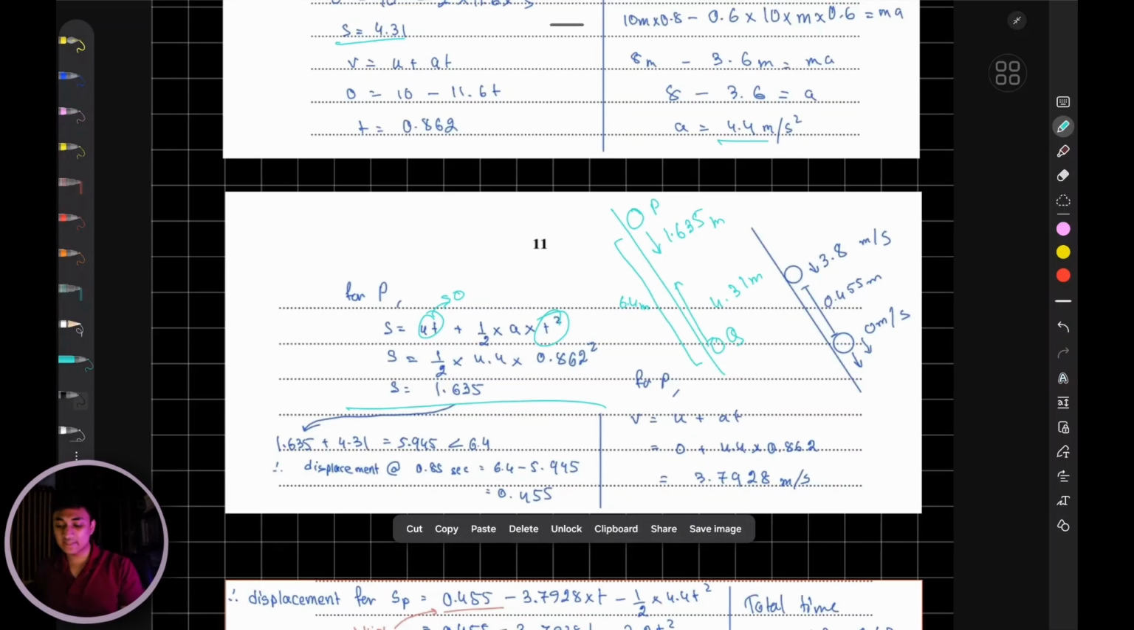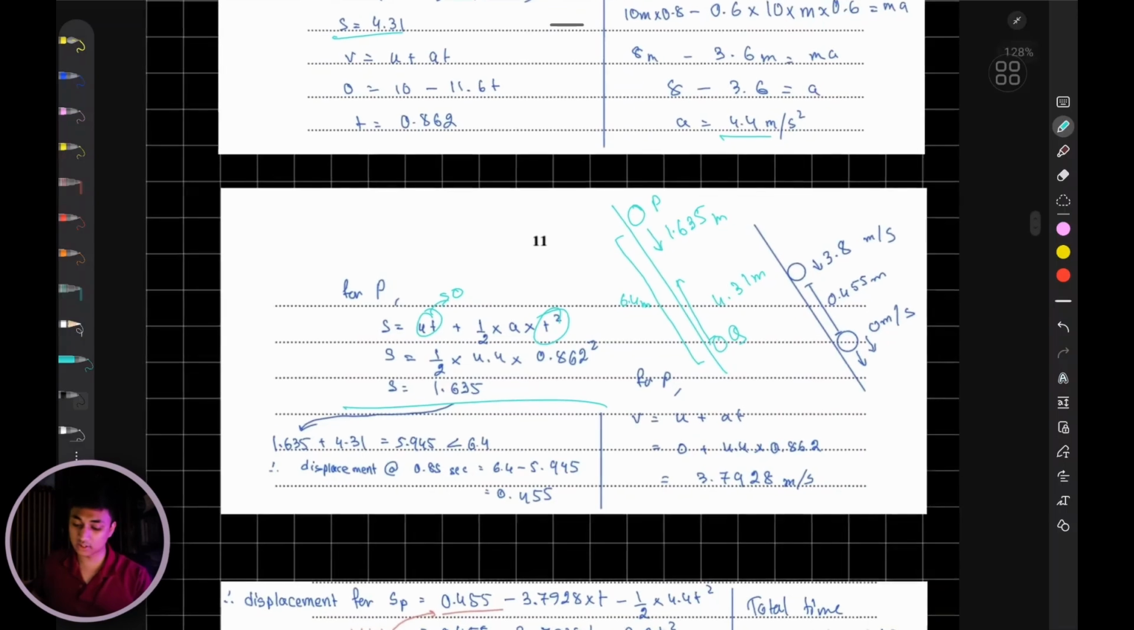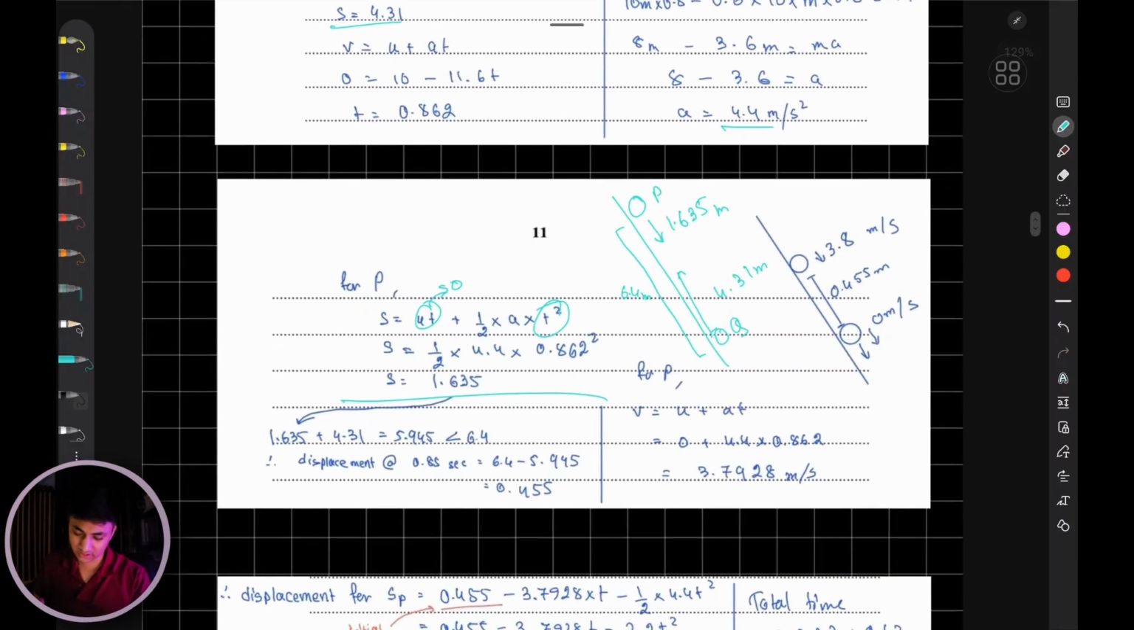Great. So now let's add up both these displacements, P moving down and Q moving up. Let's see if that adds up to 6.4. If it adds up or is more than 6.4, that means while both of those were approaching each other, they had come in contact. If it is less than 6.4, that means they did not come in contact within the 0.862 seconds, right? Great. So let's find out the total displacement. The total displacement is going to be 1.635 plus 4.31. That turns out to be 5.945.